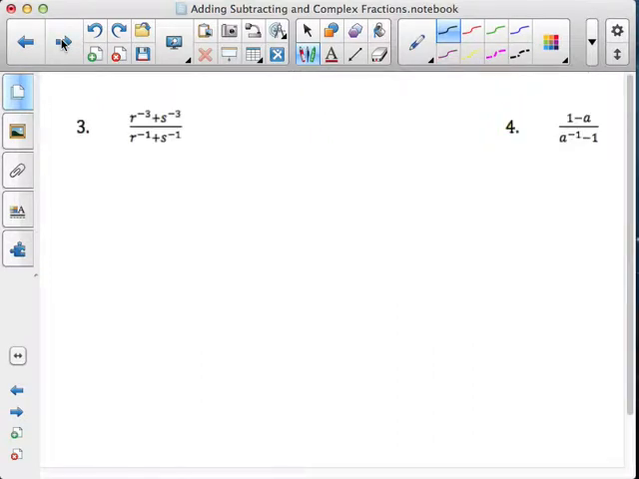Another example here. And keep in mind, you don't have to do every single example with me. If you understand, you can go ahead and try the homework. But I'll keep working out some problems here.